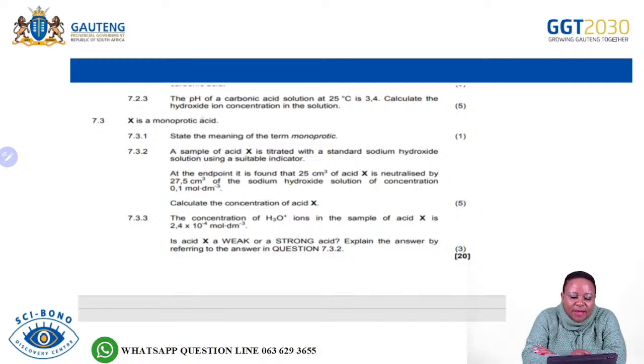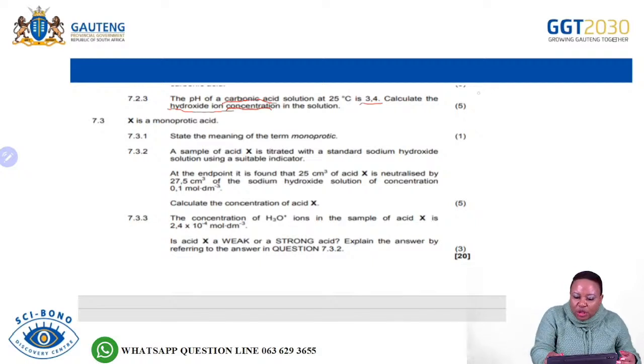This one says the pH of carbonic acid is 3.4 at 25 degrees Celsius. Now the question says, calculate the hydroxide ions concentration in the solution. As you know, carbonic acid is one of the weak acids, so we cannot calculate its pH, but the examiner can provide the pH and we can calculate the concentration of the ions. Now, the question looks for the concentration of the hydroxide ions. It is very important to distinguish between hydroxide ions and hydronium ions.